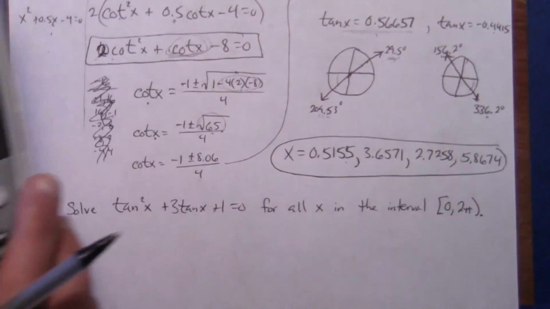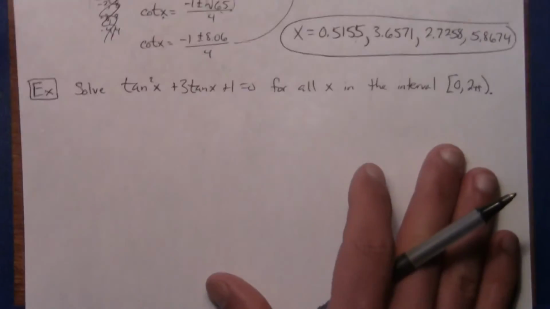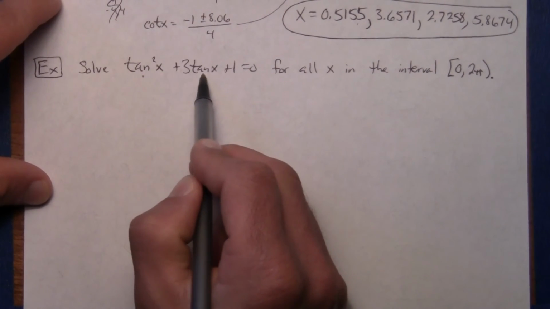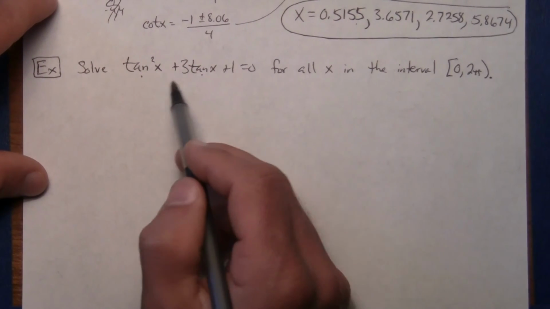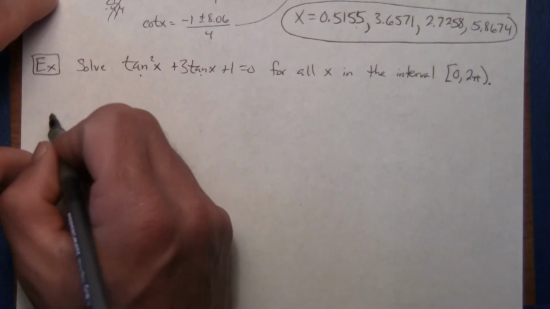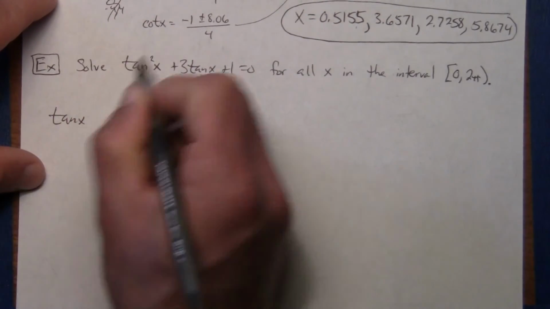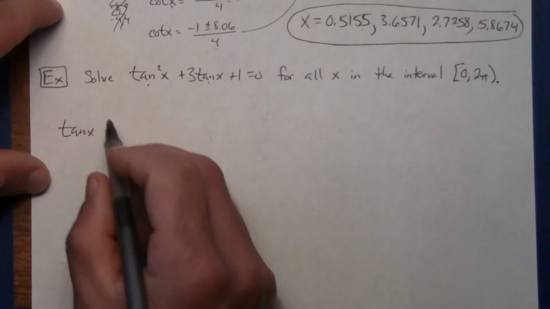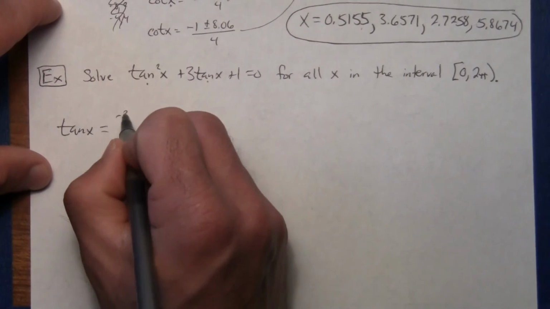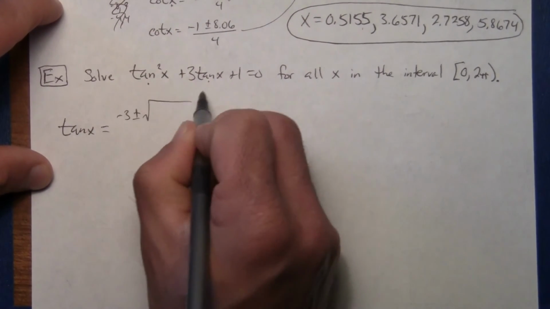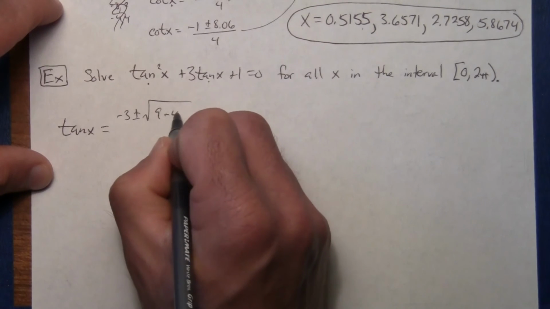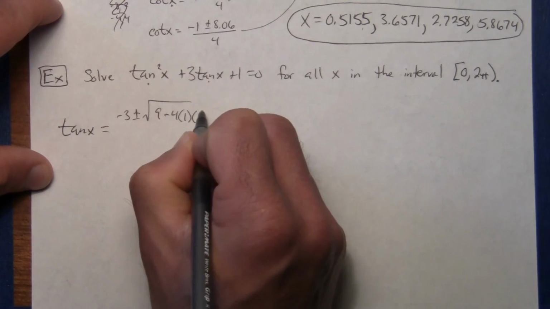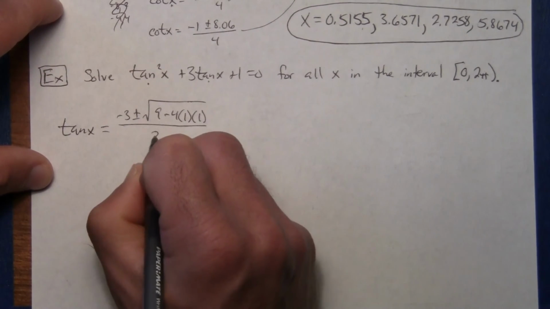All right, on to the last one. Similar thing. You look at this one, tangent squared, tangent, that's great. I got the same trig function. I can't factor that, so unfortunately, got to go to the quadratic formula. So basically, same steps as what we just did. I'm going to have the tangent of x is equal to negative b, so negative 3, plus or minus the square root of b squared minus 4 times a times c, all over 2a.